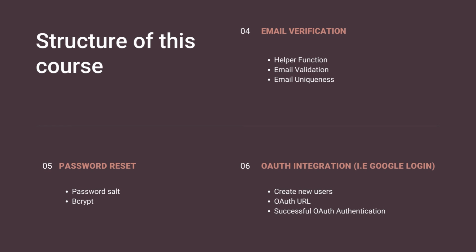In the sixth stage, we go to oAuth integration, which is Google login, create new users, oAuth URL, successful oAuth authentication. I will also have results to display to the user on each query.